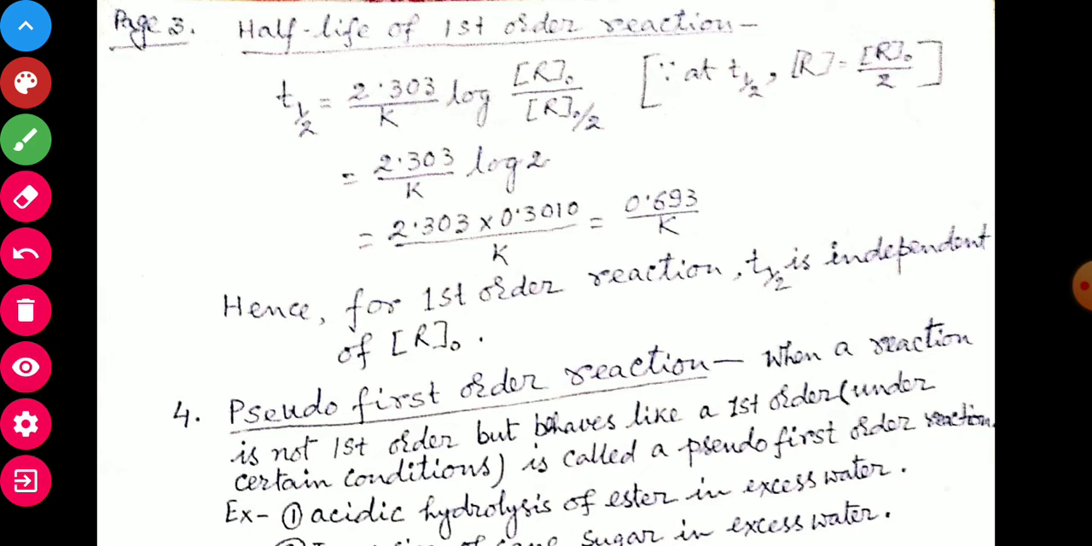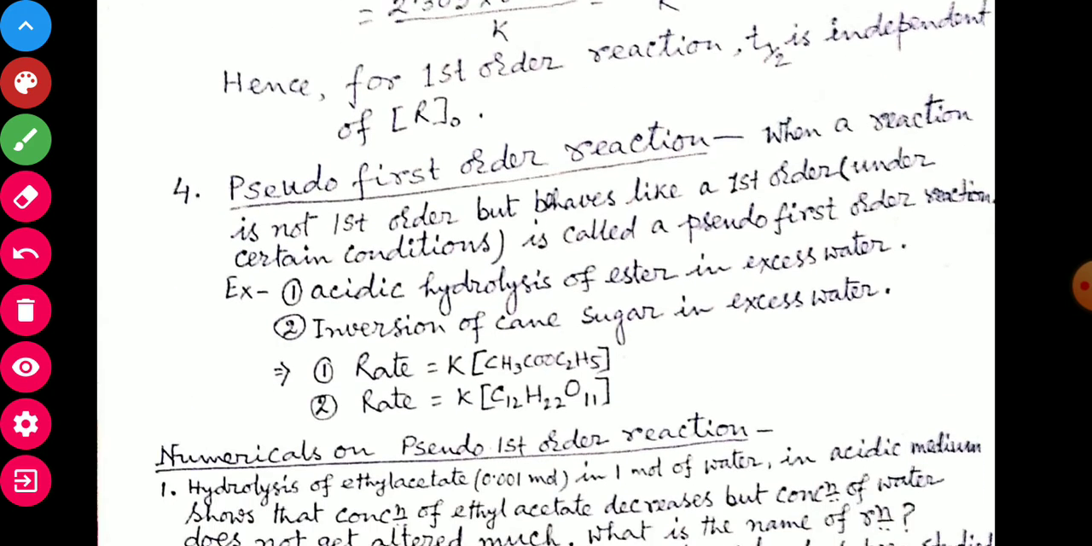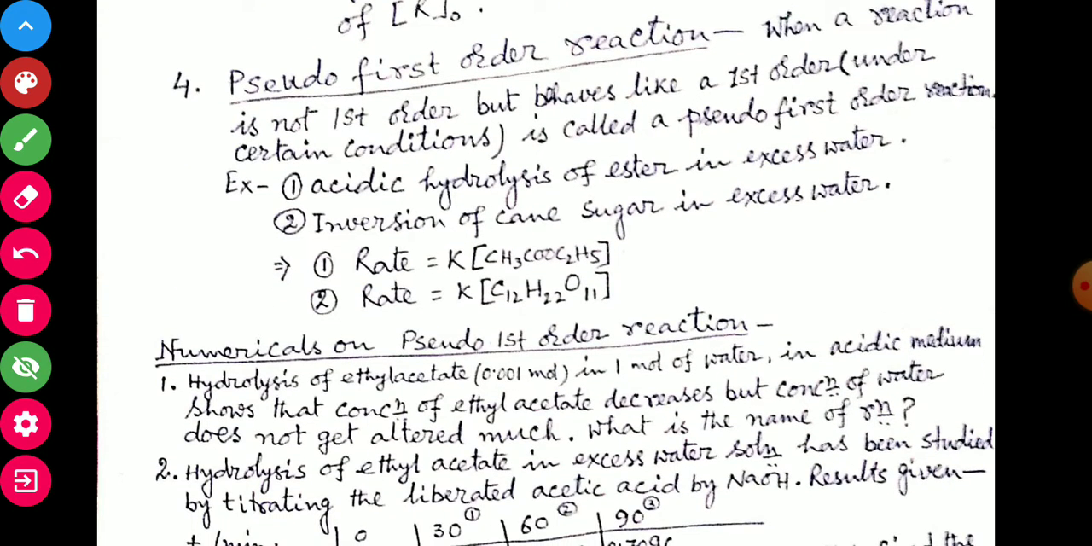Now, pseudo first order reaction. When a reaction is not first order but behaves like a first order under certain conditions, it is called a pseudo first order reaction. Examples: 1. Acidic hydrolysis of ester in excess water. 2. Inversion of cane sugar in excess water. For 1, rate = k[ethyl acetate]. For 2, rate = k[sugar].